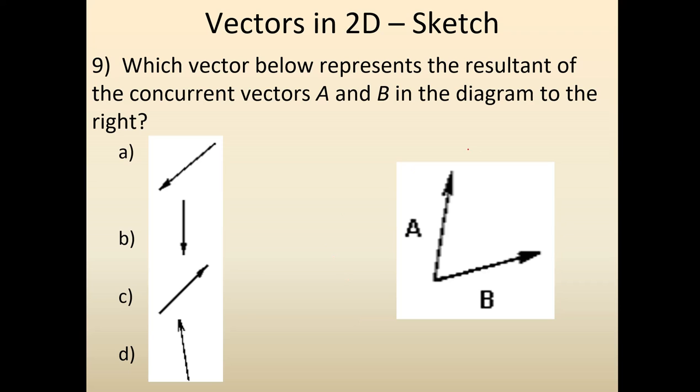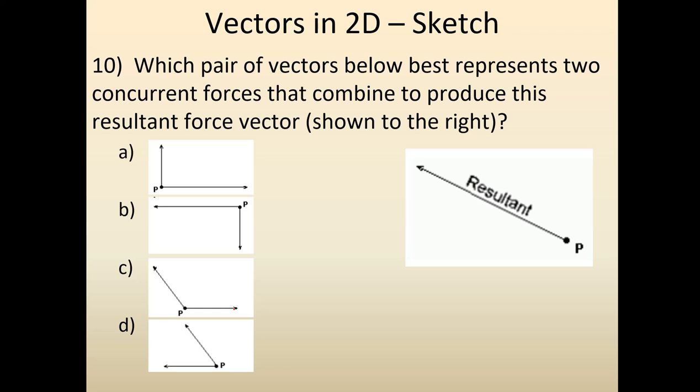All right, so once again, we have two vectors that are concurrent. So they're starting at this point and they're going outward. So we want to find the resultant. The way we're going to do this is by making a parallelogram. So I'm just going to draw it as best I can. I don't have to be an artist. My resultant is going to start where they all start and end where they all end. So the only one that looks closest to this is choice C. And that's it.